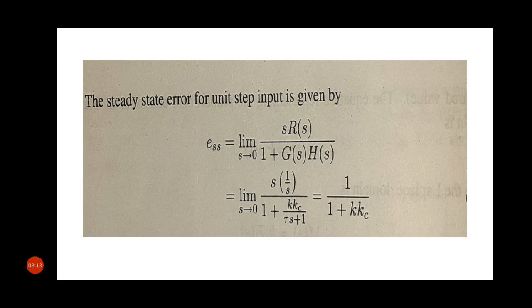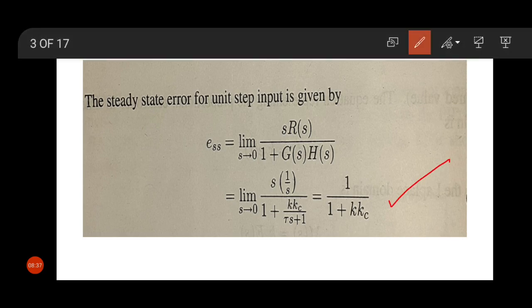Now if we calculate the steady state error for unit step input, then our steady state error ESS is equal to limit s tends to 0 of s R(s) divided by 1 plus G(s) H(s). Here our input is step, that's why R is equal to 1 by s. If we put R equal to 1 by s, then our equation will be 1 by 1 plus K Kc. So from this equation we find that the steady state error decreases as Kc increases.